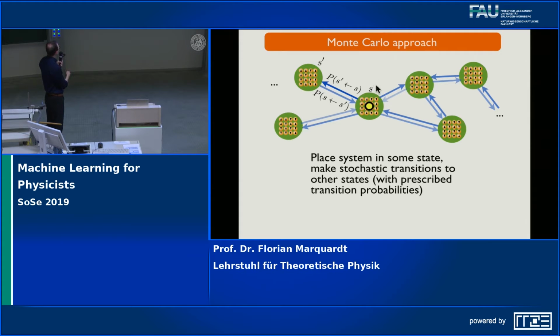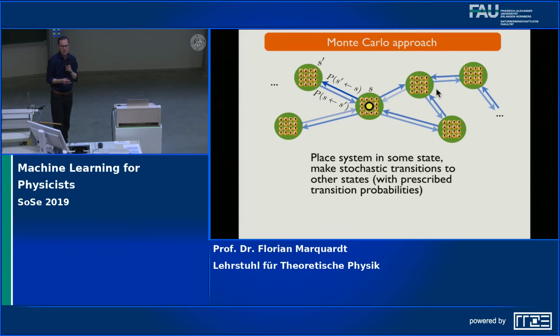The states we denote by S. And then there will be transitions from one state to the other. These transitions are stochastic. So there will be a probability to go from state S to state S prime in a time step, and another probability to go from state S prime to S, so to speak, to go into the opposite direction. And for each of these arrows, there will be such probabilities.